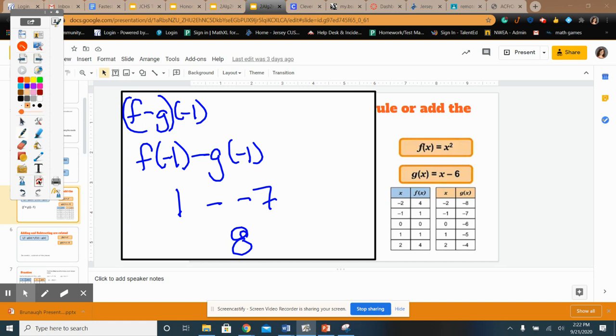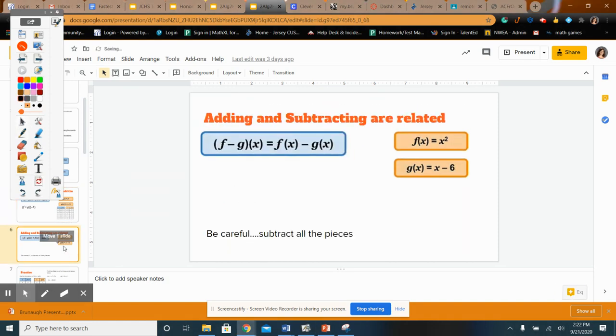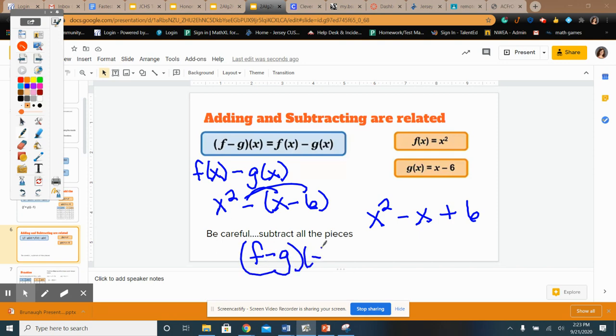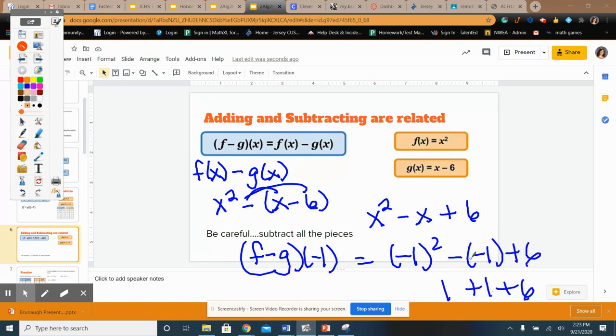What if you were going to make a rule? Well, the rule for subtraction is one step trickier than addition because you would have to take f of x minus g of x. And when you subtract g of x, you're going to have to subtract all the pieces, which means you're going to have to distribute that sign onto x squared minus x plus 6. So if you plug the -1 in at this point, f minus g of -1, you get -1 squared minus -1 plus 6. 1 plus 1 plus 6, that's that 8 we were looking for.